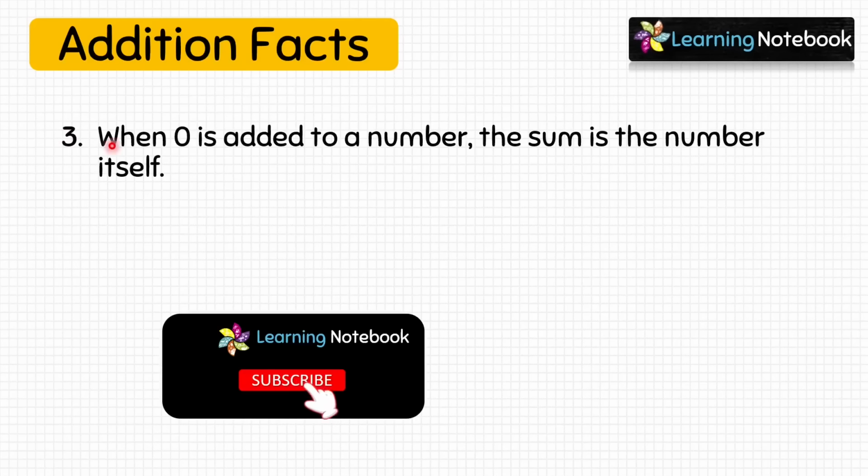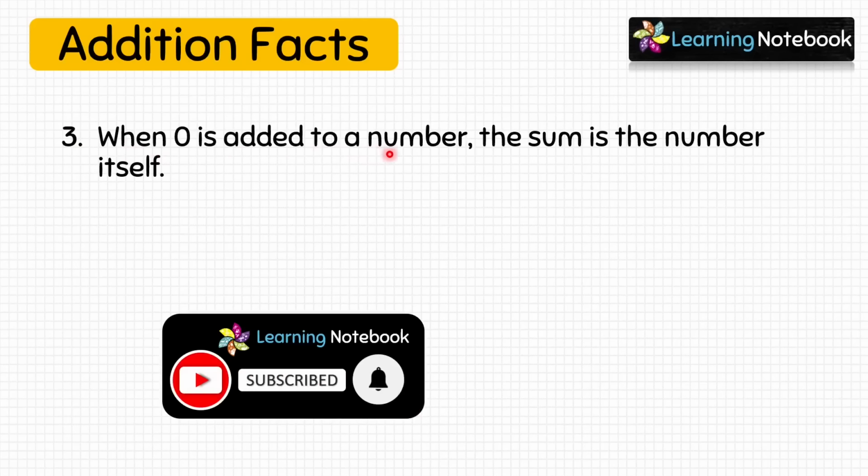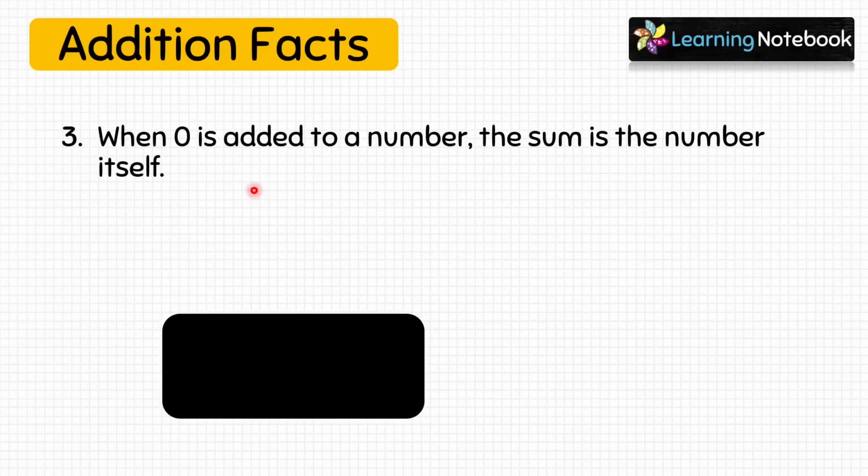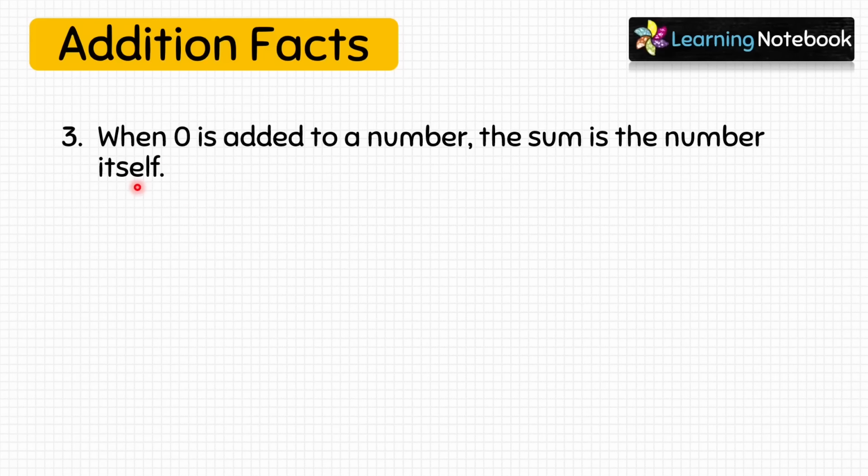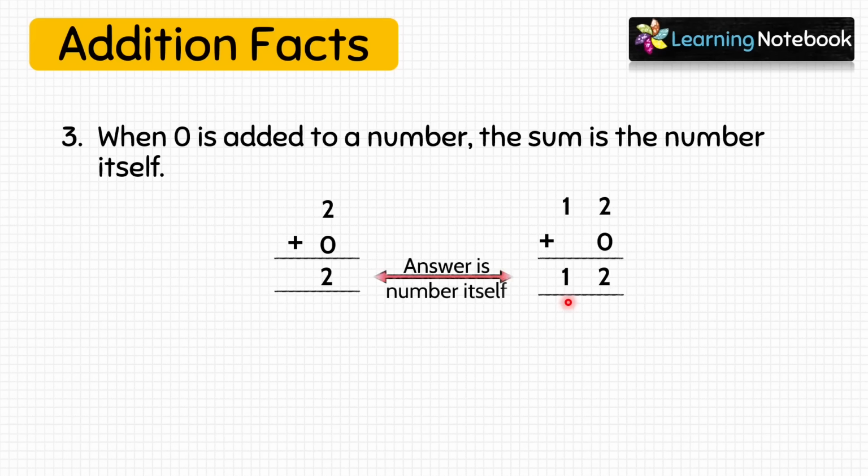Last addition fact says, when 0 is added to a number, the sum is the number itself. Let's take an example. If we add 0 to the number 2, we get the sum as 2, which is the number itself. Similarly, if we do 12 plus 0, then also we will get the sum as 12 only. That is the number itself. Okay, students? So these were the 3 addition facts.